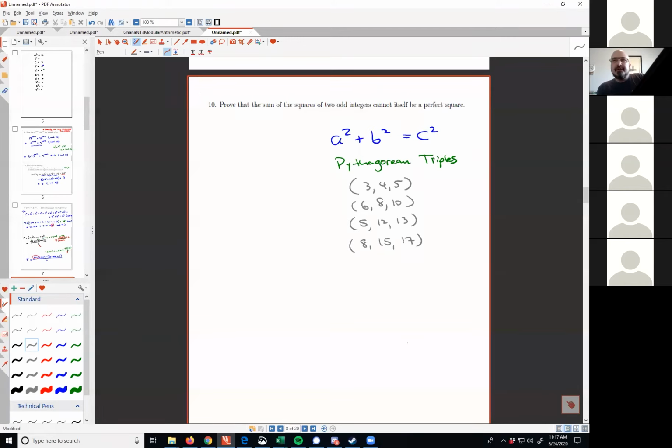Well, one way of interpreting this problem is that we are going to prove that a Pythagorean triple cannot have all three numbers odd. There has to be at least one even number in there. How do we know?